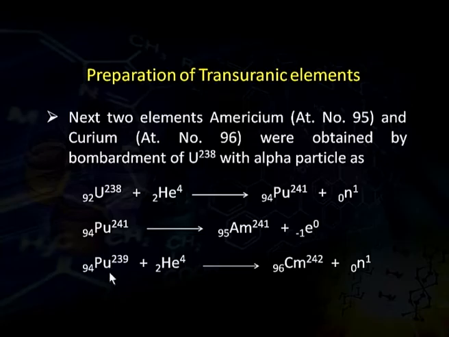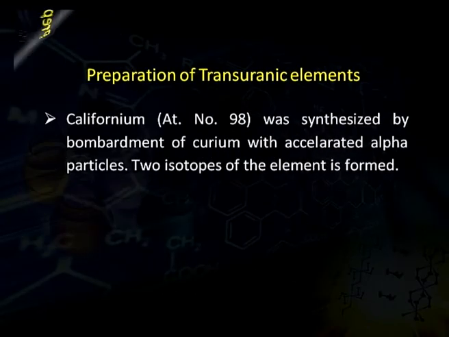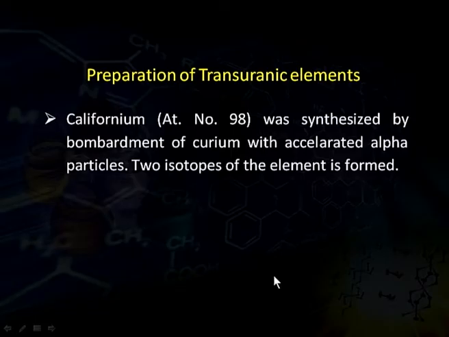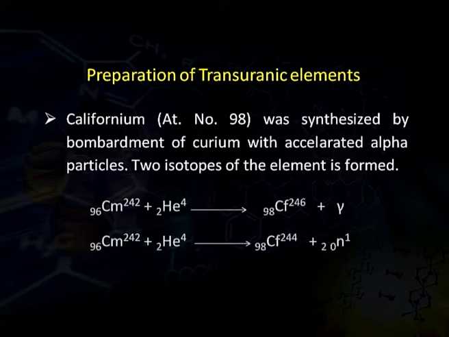Directly, you can say this plutonium 239 is converted into curium 242 by interaction with an alpha particle, and the formation of curium 242 is accompanied by the emission of a neutron also. Californium of atomic number 98 was synthesized by bombardment of curium with accelerated alpha particles. Two isotopes of the element are formed.